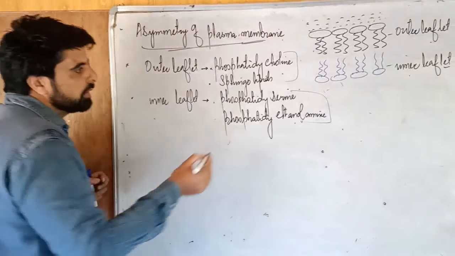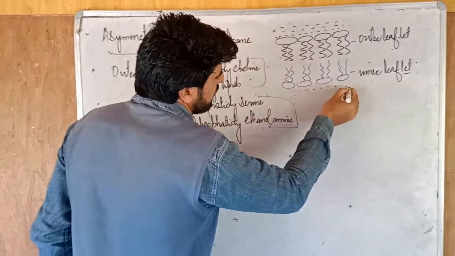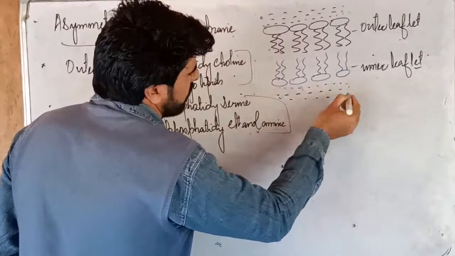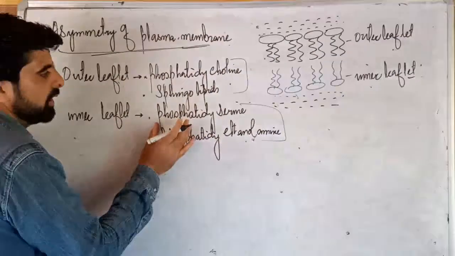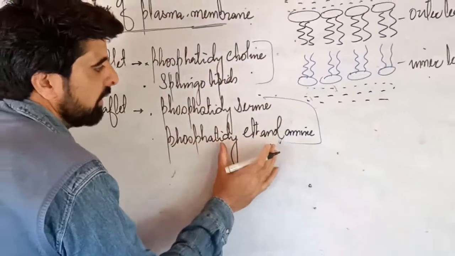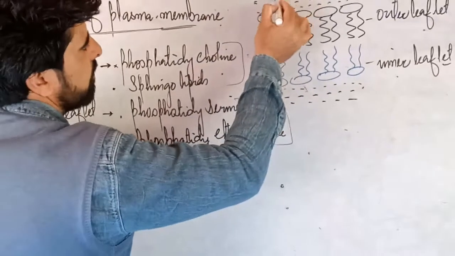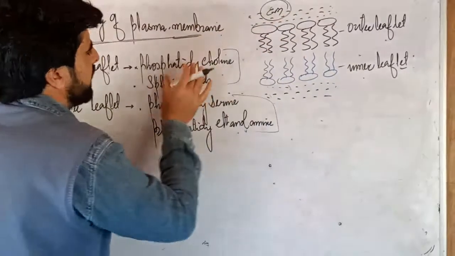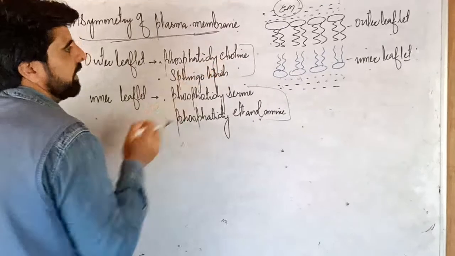Second thing, on the inner side we have the presence of cytoplasm. On the cytoplasmic side we have phosphatidylserine and phosphatidylethanolamine, whereas on the extracellular matrix side we have phosphatidylcholine and sphingolipid.